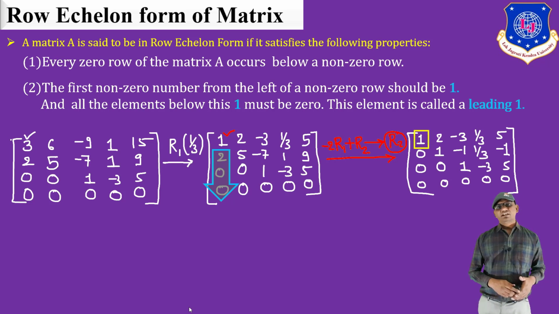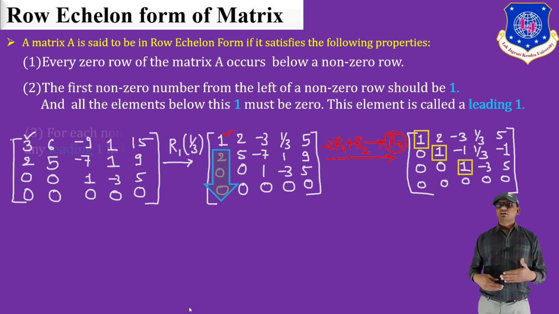So here we can see that this is the leading one in the first row, this is the leading one in the second row, and this is the leading one in the third row, and all the entries below that leading one are 0. So this matrix satisfies the previous two conditions.